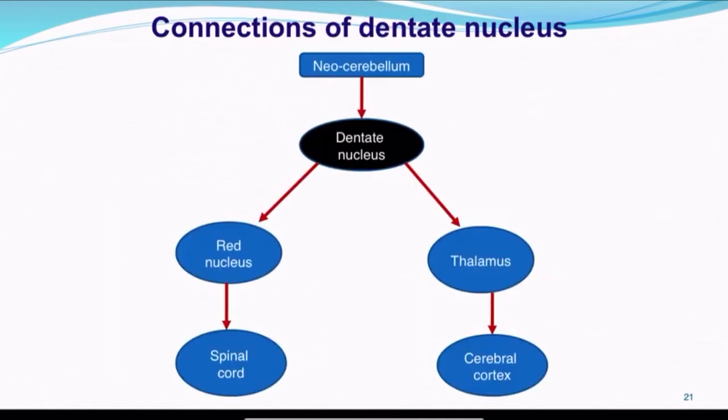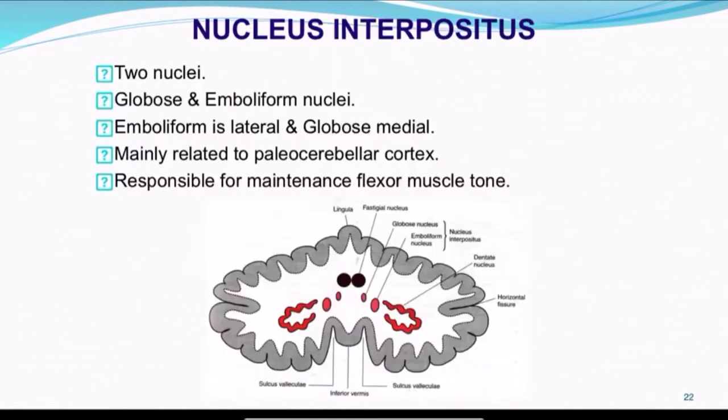Connections of the dentate nucleus: the neocerebellum will send its impulses to the dentate nucleus. The dentate nucleus will further analyze it and synchronize it. It will process it and send it to the red nucleus of the midbrain, from there to the spinal cord or to the thalamus, and from there to the cerebral cortex. So the dentate nucleus will decide what to do with the impulses it receives from the neocerebellar regions. Nucleus interpositus is the name given to two nuclei together, the globose and the emboliform nuclei.